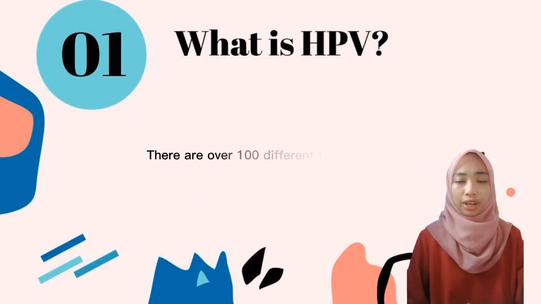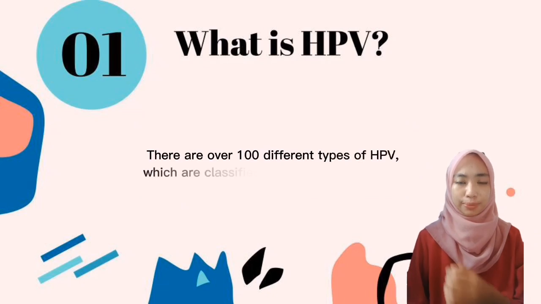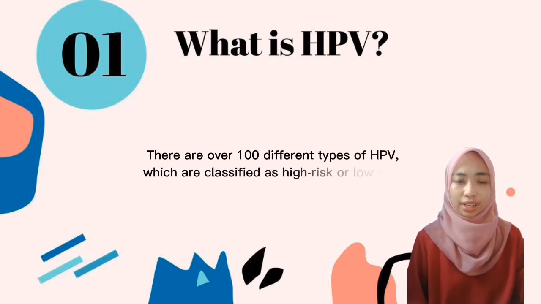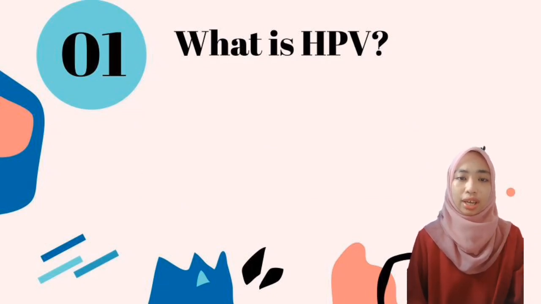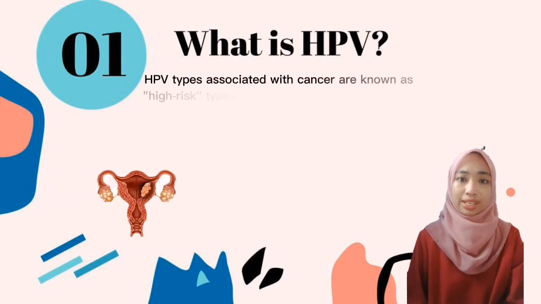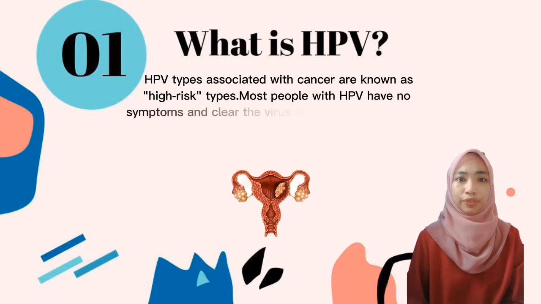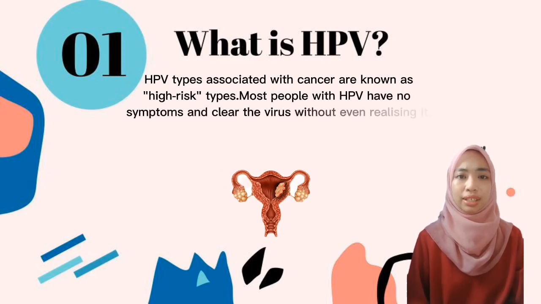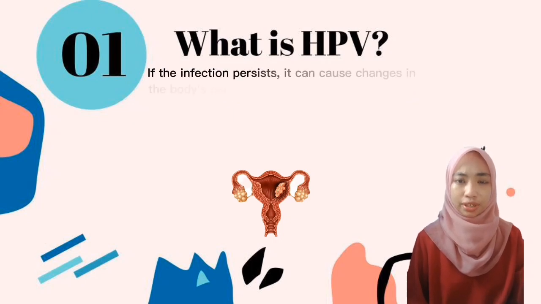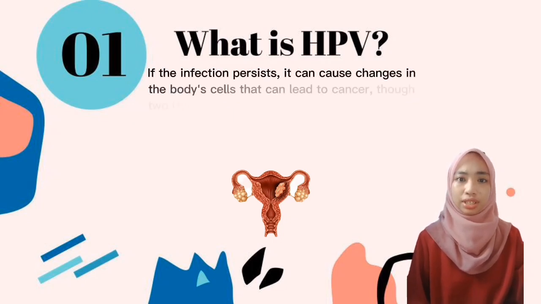There are over 100 different types of HPV, which are classified as high risk or low risk. HPV types associated with cancer are known as high risk types. Most people with HPV have no symptoms and clear the virus without even realizing it. If the infection persists, it can cause changes in the body cells that can lead to cancer.